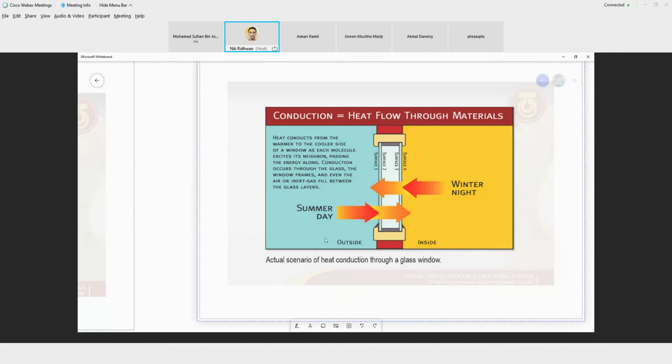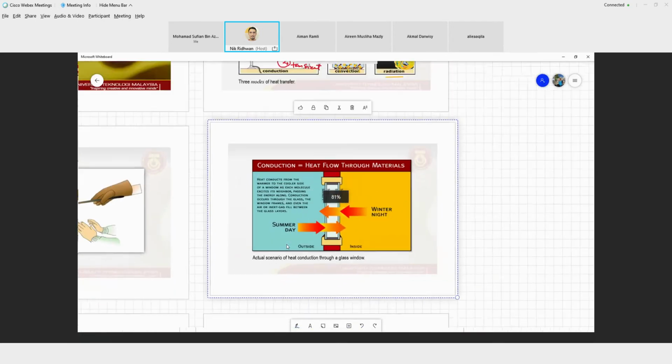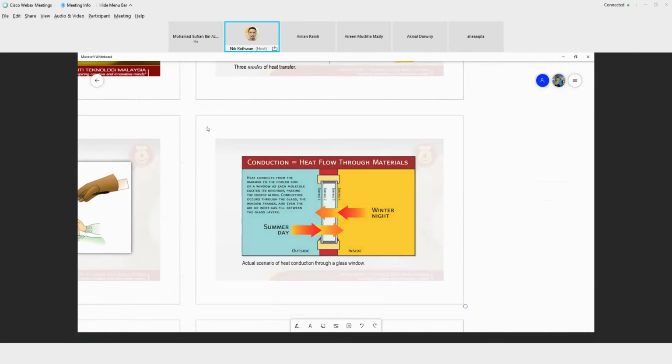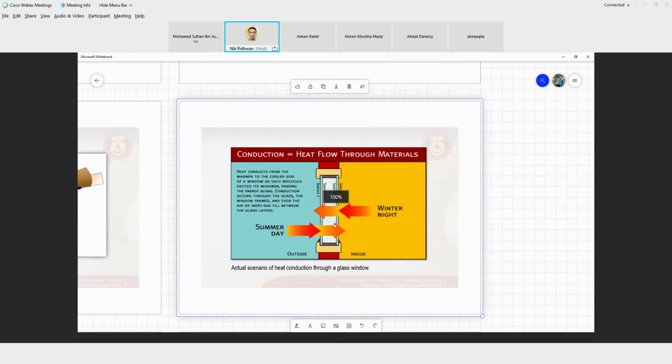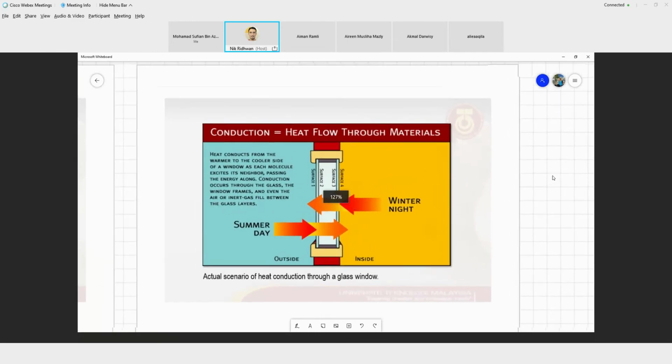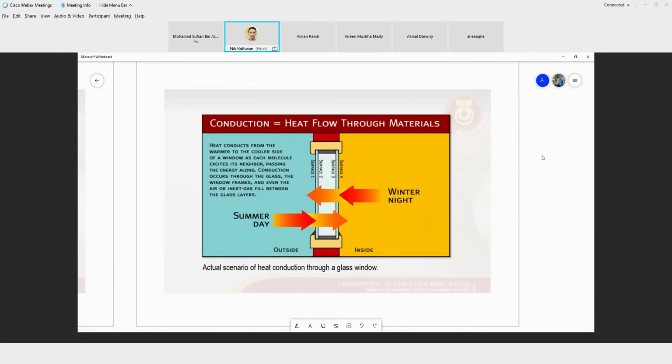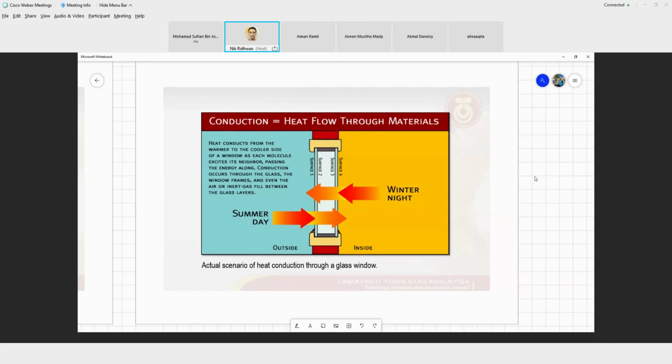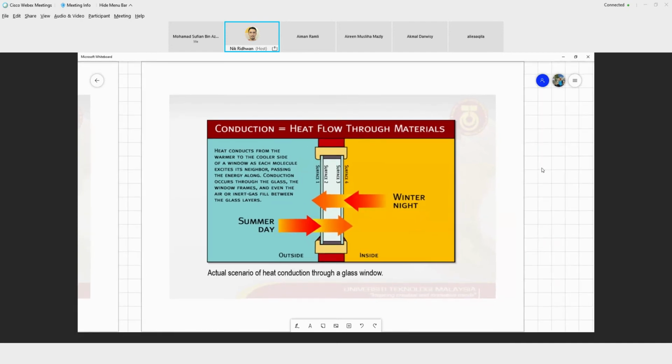And this is actually usually the new house, new building will use what we call double glazed windows, which have two layers of glass to slow down the heat transfer from one region to another.